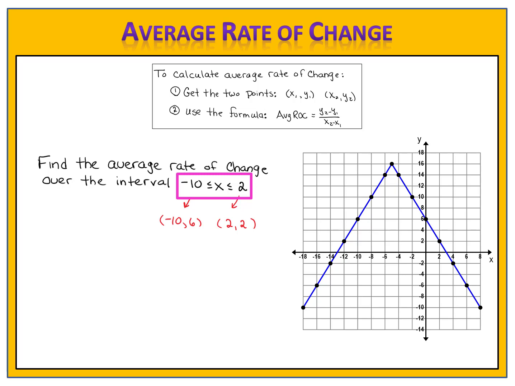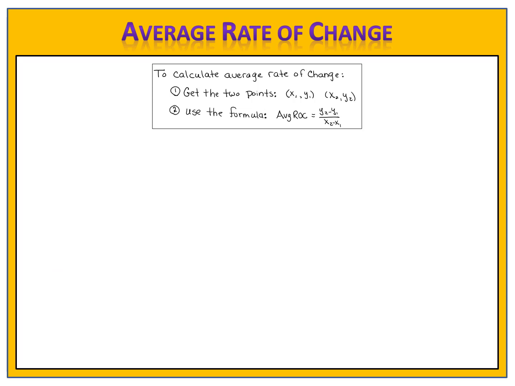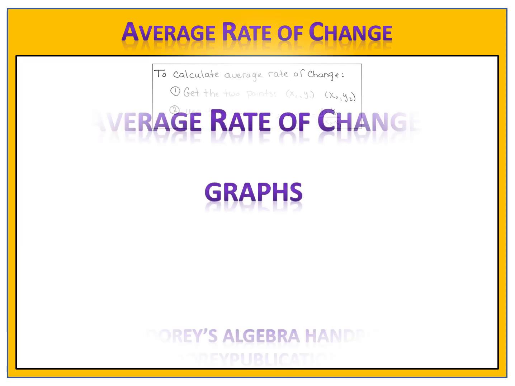We label the points x1, y1 and x2, y2, and then we write the average rate of change formula. We substitute the numbers into the formula and then do the calculations. -4/12, which reduces to -1/3. The average rate of change over the interval from -10 to 2 is -1/3. And now you know everything you need to know in order to calculate the average rate of change of a function when you're given the graph.